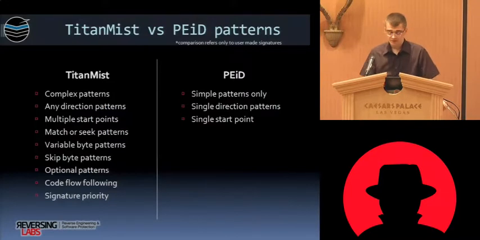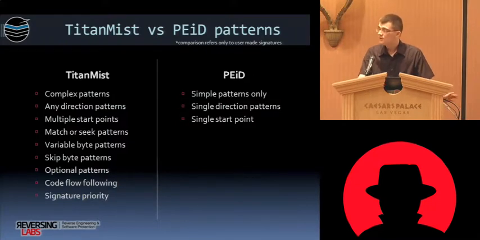So for TitanMist, you can have complex patterns, and for the PID, you can only have the simple ones, which are just wildcards and bit masking. For the PID, you have only single direction patterns, and for TitanMist, as we saw, we can go either direction, we can follow calls or do anything. Now, for the PID, we only have one starting point, that's the original entry point, and we can search for our patterns anywhere in the file.